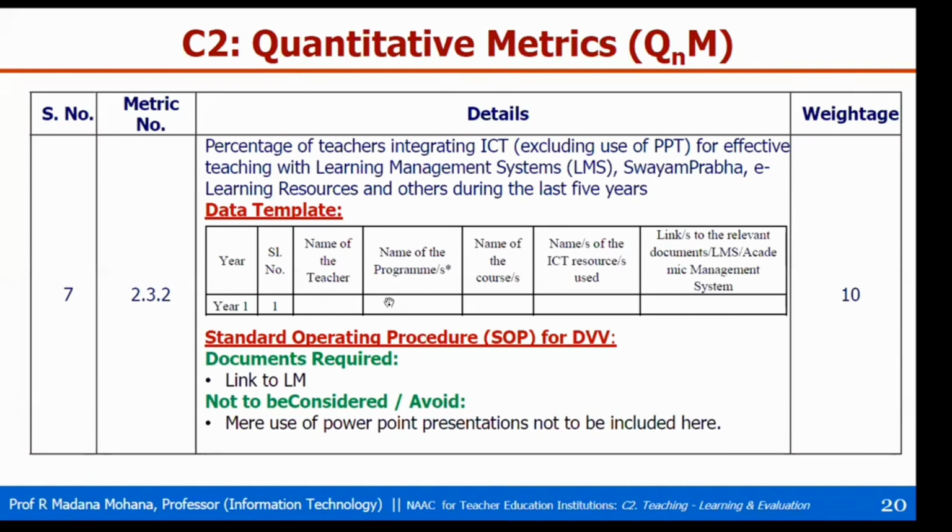The data template is year-wise, name of the teacher, faculty-wise, then name of the program that faculty is handling, either UG or PG, the name of the course, subject name, the name of the ICT resources used, and the link to the relevant document or LMS, academic management system. That link you can provide. So here, link to the learning management system. You can include it in the college website, and that link you can provide here. Then not to be considered, or you have to avoid, only the use of PowerPoint presentation. If you use only PowerPoint as ICT, that won't be considered here.